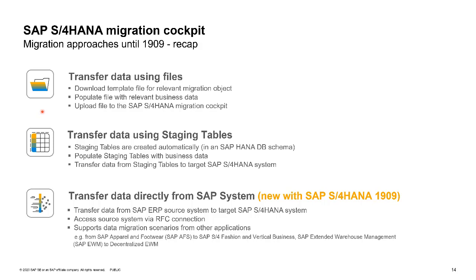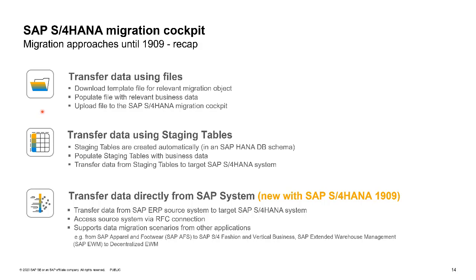To be more flexible with a higher data volume, we provided the transfer data using staging tables approach. Here we have the staging tables, which were created automatically in the SAP HANA DB schema. And the user takes care of populating these staging tables. For sure, if I fill tables in the system or on the DB, then I can handle more data, more flexibly, more comfortably.